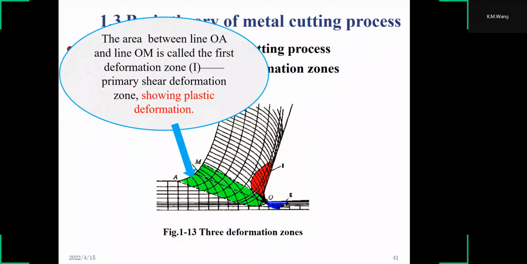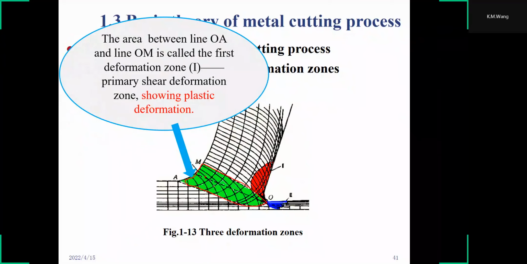This area between OA and OM is called the first deformation zone. This is also called the primary shear deformation zone, showing that the materials will have plastic deformation.